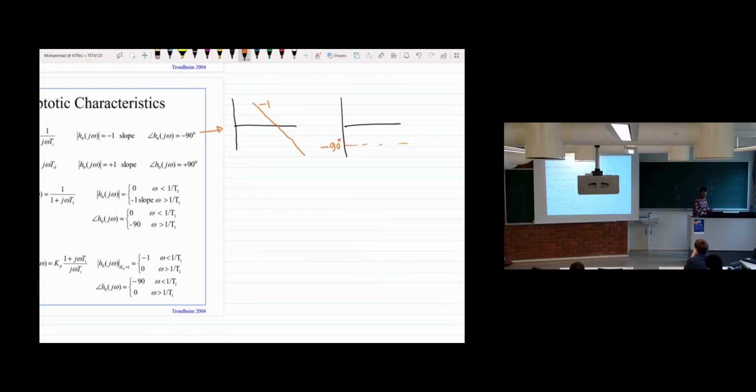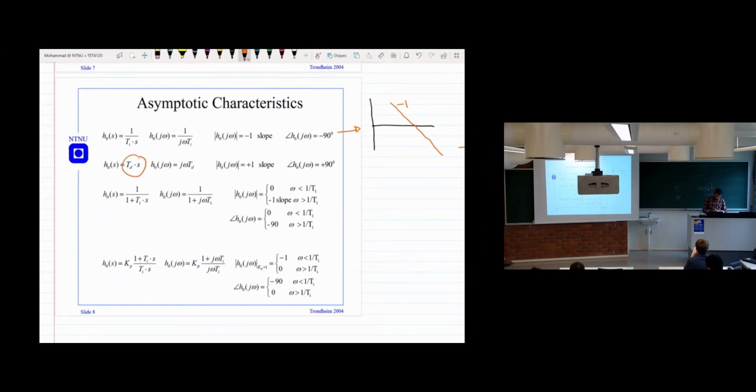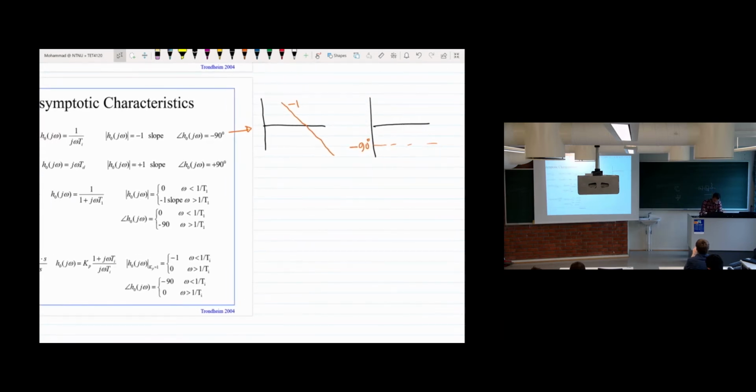And the next one is the derivative term here, TDS. For the derivative term, if you look at the slope, you will find the slope is +1. For derivative, slope is +1. And if you look at the phase information, you will find it +90. So this green one is for the derivative part.